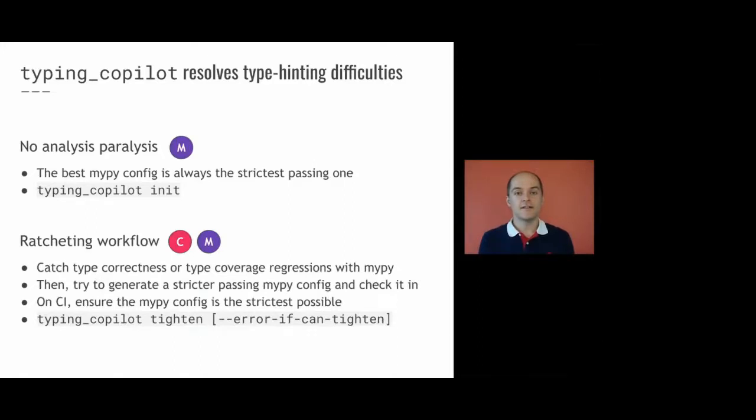Typing Copilot then enables a powerful ratcheting workflow. Since the generated MyPy config is the tightest one possible, CI will automatically enforce the ongoing correctness and existence of type hints in your project. Since type hint quality can't degrade over time, it can only get better. And every pull request is an opportunity to tighten the ratchet further. Run Typing Copilot Tighten to generate a new, tighter MyPy configuration for your project if one is possible. Maintainer Michelle can even use the error if can tighten flag to ensure that CI catches any pull requests that forgot to tighten the ratchet.